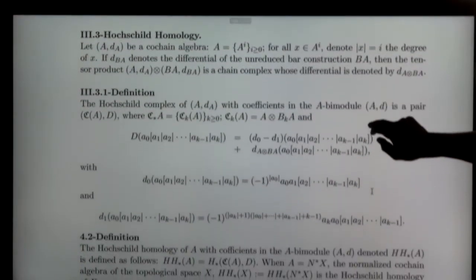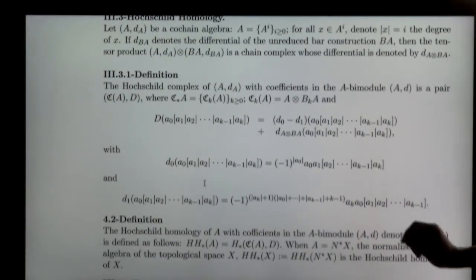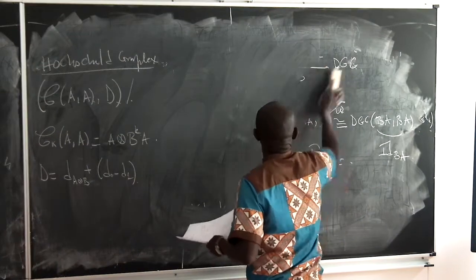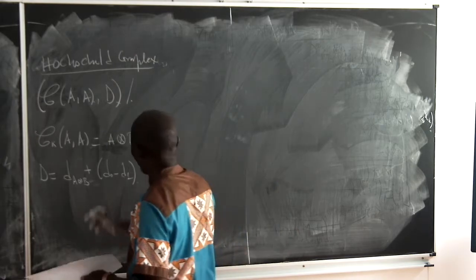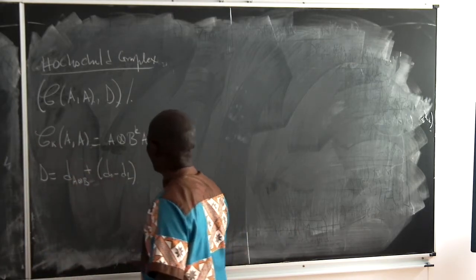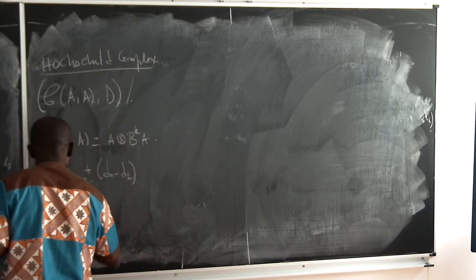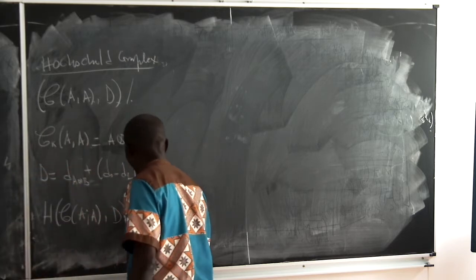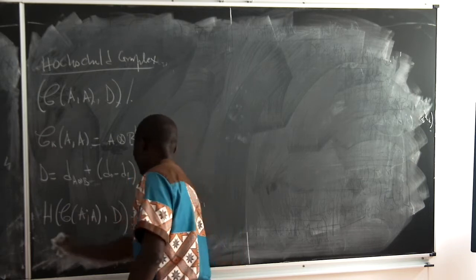Okay. You have D0, D0 has been defined here, and D1 is defined here. So, when we have a differential graded module, you can compute the homology of that differential graded module and obtain what we call the Hochschild homology of A with coefficient in itself.